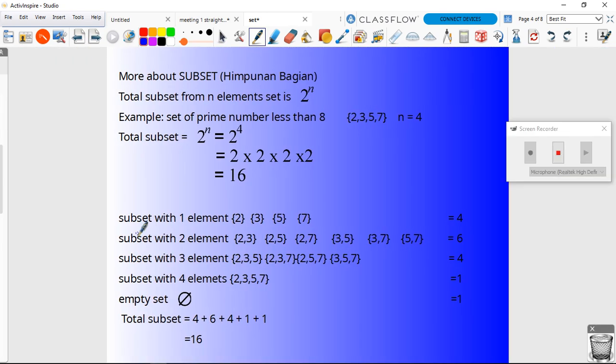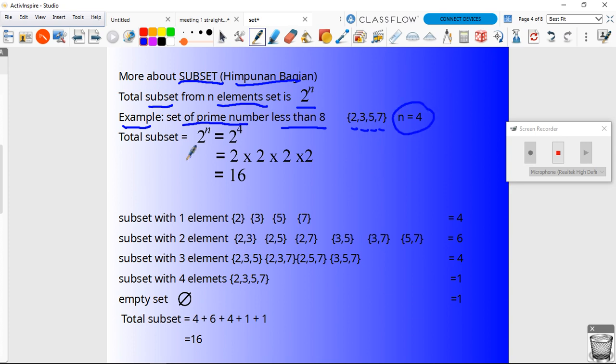Next, we will talk more about subsets, or himpunan bagian in Bahasa. If you're talking about how many subsets from a set, there will be 2 to the power of n. So here I have an example, the set of prime numbers less than 8. So could you mention the members? Yeah, 2, 3, 5, 7. So the total number of elements is 4.